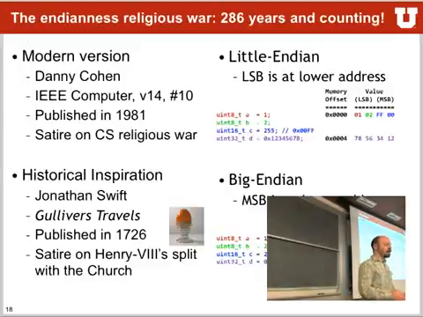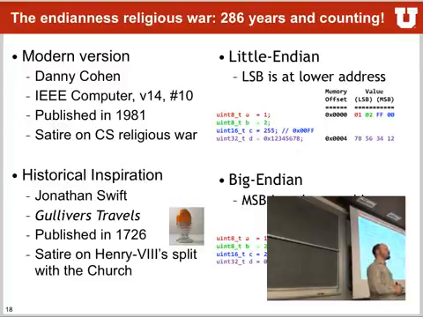Okay, endianness. Well, endianness is, you can think of it as a religious war, 286 years and counting. It's one of the things with a historical inspiration in Gulliver's Travels, where you had the Big-Endian people and the Little-Endian people. One of them opened the egg from the pointy side, the other from the big side. That's where the name Big Endian, Little Endian comes from.